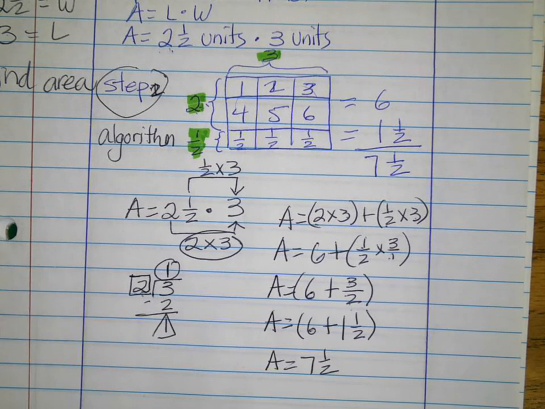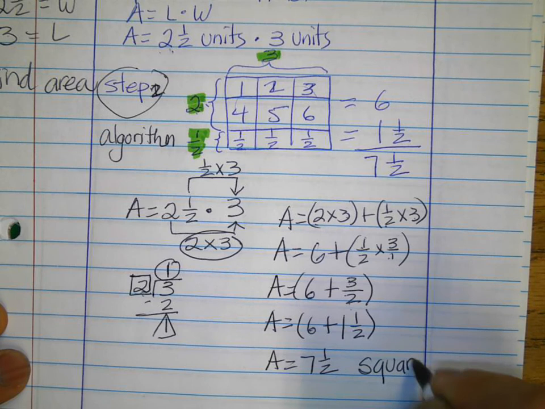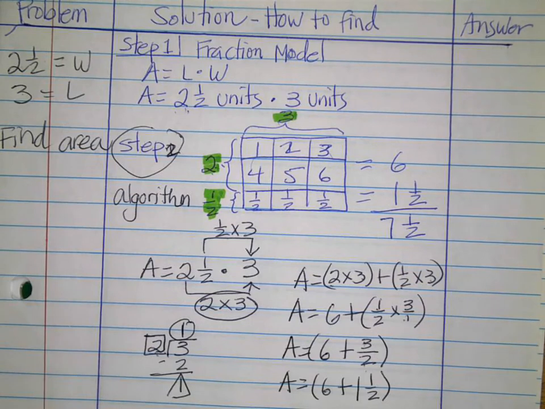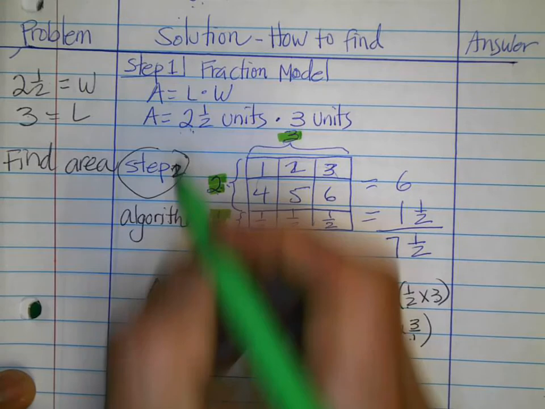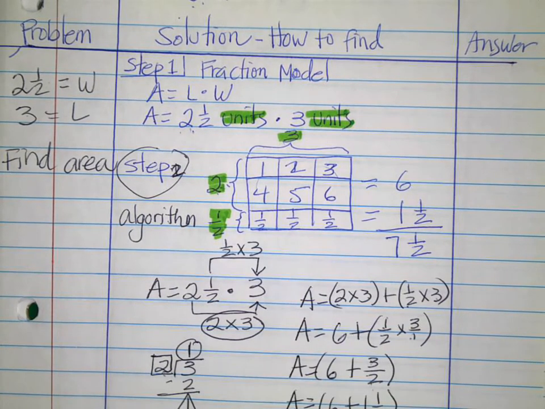Now remember, we're working with units, so it's going to be square units. And why is that? It is that way because we're working with two dimensions and each of them is a unit by a unit. So those become square units.